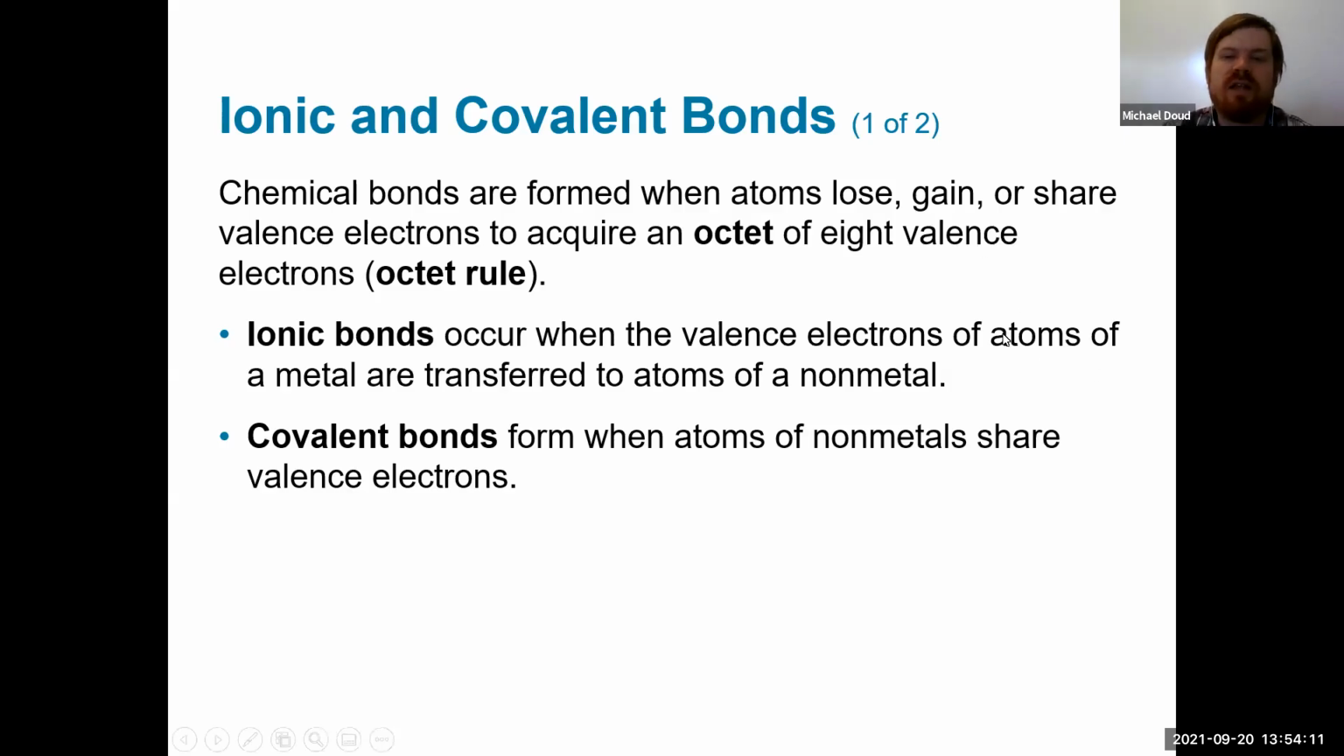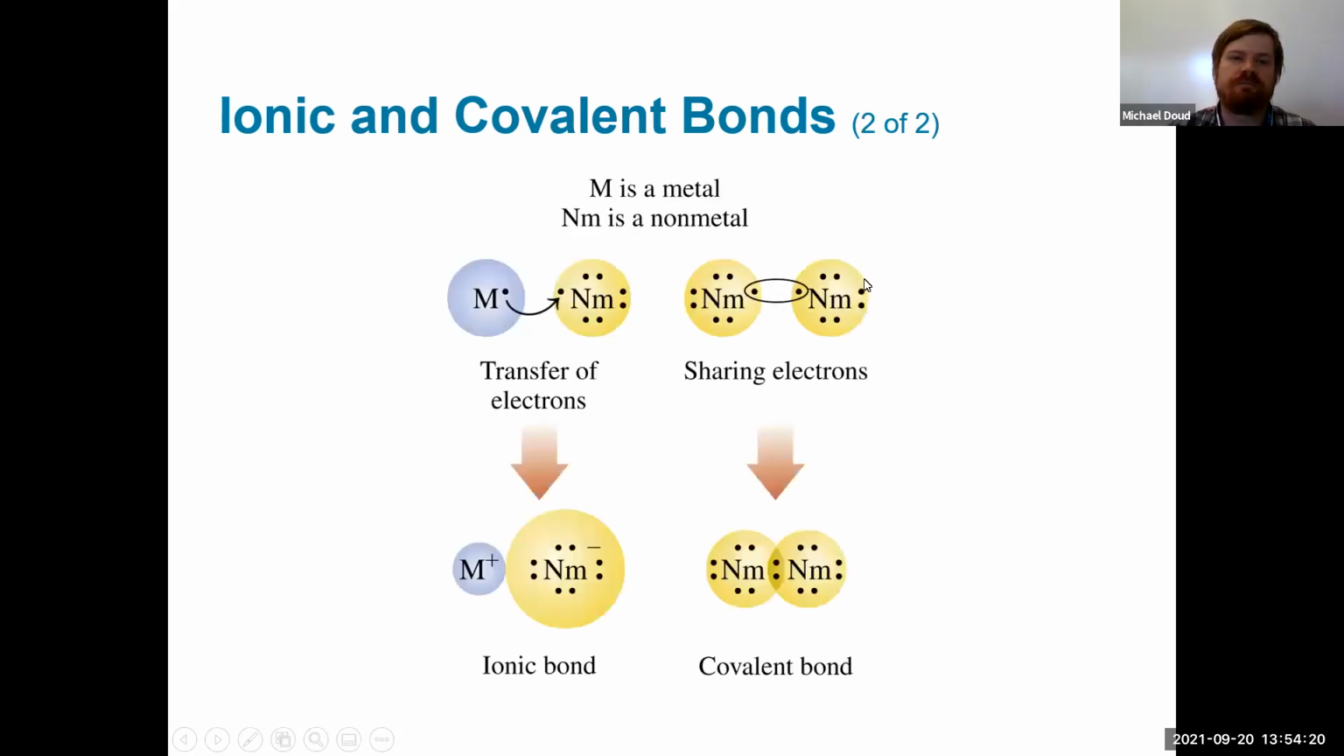Ionic bonds are when these valence electrons are transferred from a metal to a nonmetal. And covalent bonds form when nonmetals share valence electrons. So this is an example of a transfer here. A metal gives up its electron, it forms a positive ion, what we call a cation, and the nonmetal gains that electron, forms an anion, or a negatively charged ion. Then these positive and negative charges attract each other.